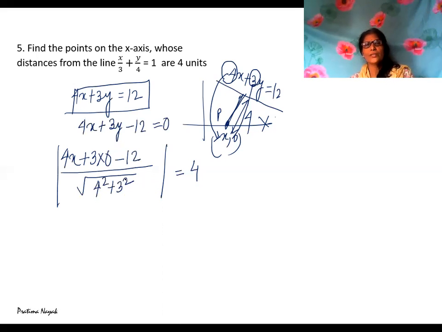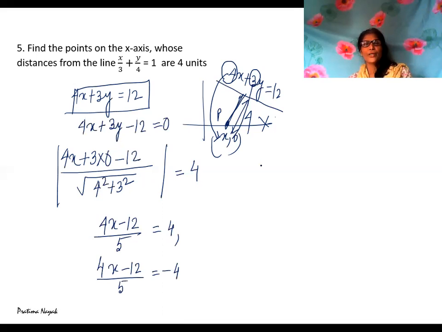One positive, one negative. So this will be (4x minus 12) by 5 equal to either 4, or (4x minus 12) by 5 is equal to minus 4. From the first, I'll write 4x minus 12 is equal to 20. This gives 4x is equal to 32, so x is equal to 8. So the first point is (8, 0).